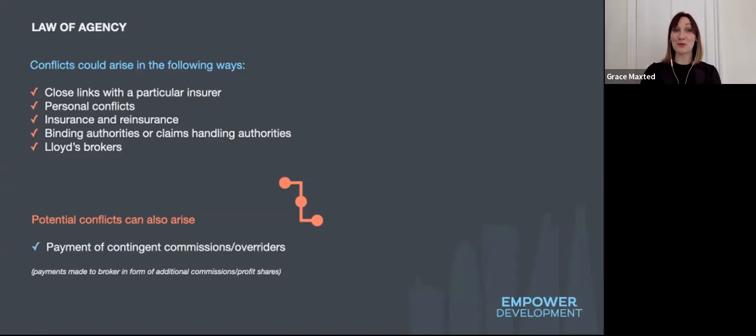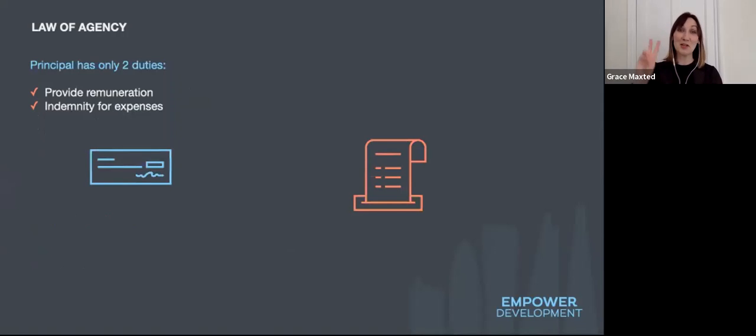In terms of the duties for the principal, as I said, only 2 to remember. Provide remuneration to their agent, so pay them essentially, and then indemnify them.